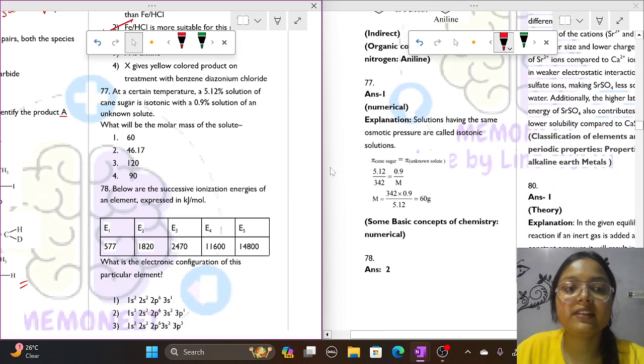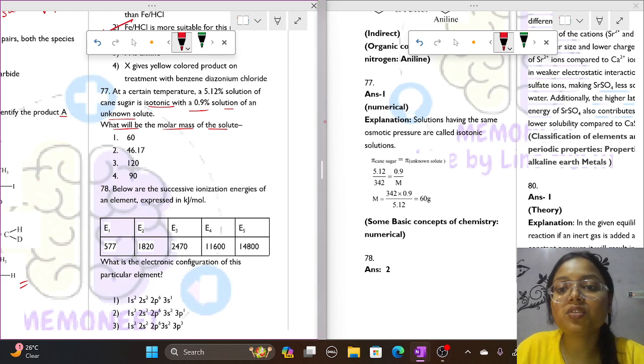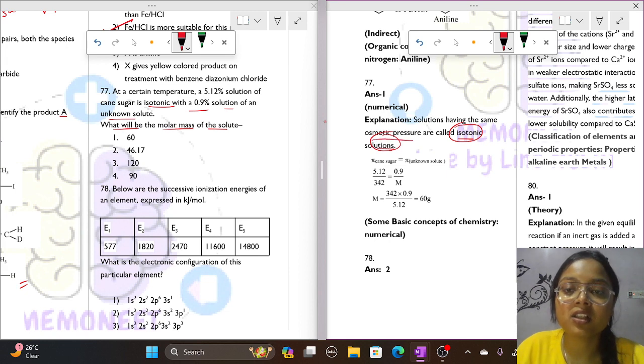Question number 77. At certain pressure, a 5.12% solution of cane sugar is isotonic with 0.9% solution of an unknown solute. What will be the molar mass of the solute? We have to find the molar mass. So, solutions having the same osmotic pressure are called isotonic solutions. We know that these have the same osmotic pressure. So, first find out the formula for osmotic pressure. Osmotic pressure equals CRT. Okay, C is the concentration and R is the gas constant, T is the temperature.